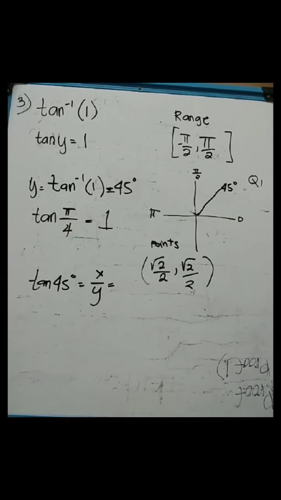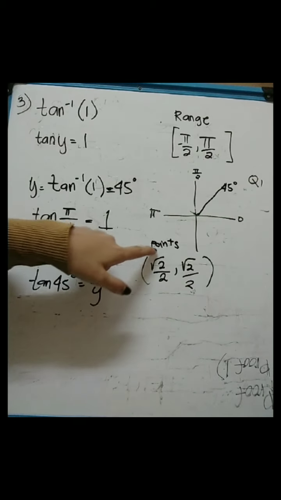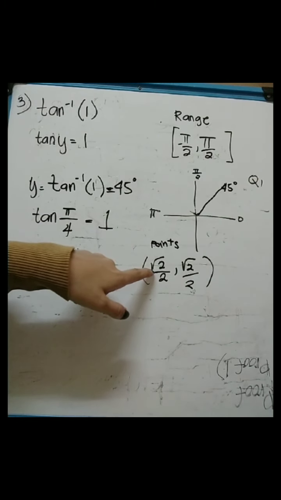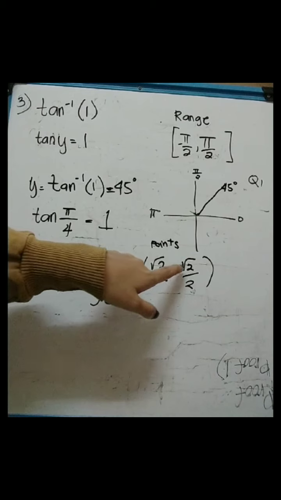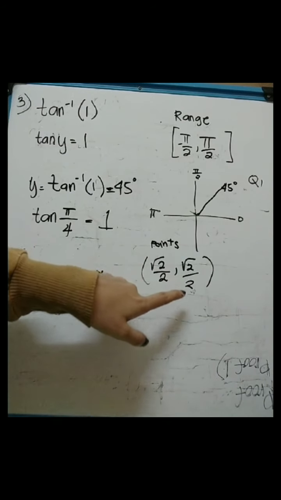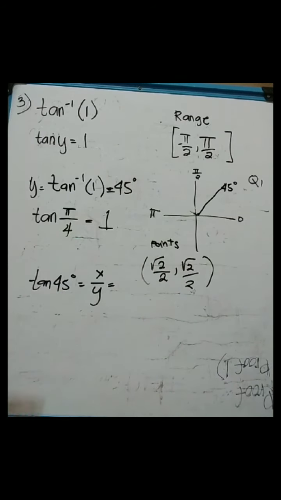Okay, the example number 3 for inverse tangent functions. So tangent inverse of 1, this is also the same thing as tangent y equals to 1. So this occurs when y and x have the same value at an angle. So we have the points square root of 2 over 2 and square root of 2 over 2.